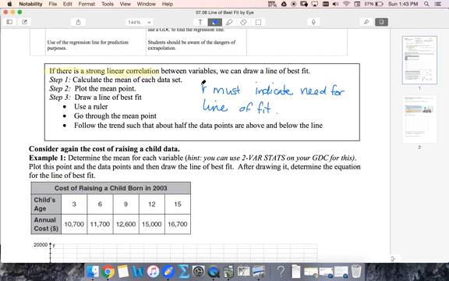But if your R is big enough, then here's how we do it by hand. First, we calculate the mean of each of these data sets. So I'm going to add a column here for mean, and I'm going to put the mean of both of these values, and I'm going to use my calculator to do that.